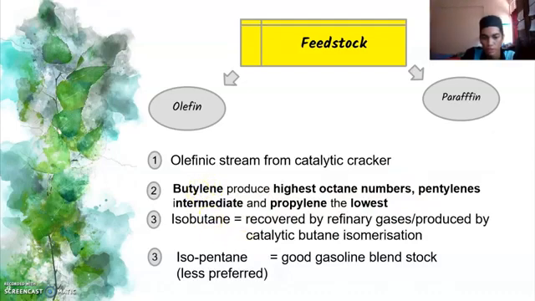For the paraffin, we usually use isobutane because this paraffin is recovered from refinery gas and produced by catalytic butane isomerization. The less preferred one for the paraffin is isopentane because it's a good gasoline blend stock. So this is not good for the catalytic alkylation unit, but it's good for another refining process.